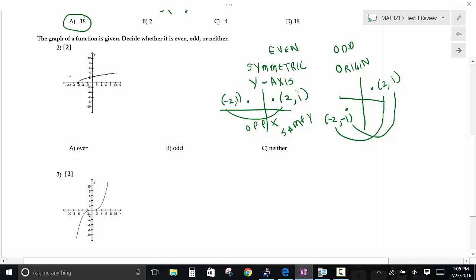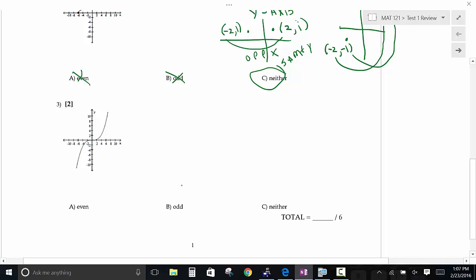Is this thing on number 2 symmetric about the y-axis? No, so forget even. Is it symmetric about the origin? No, forget odd, so it's got to be neither. If you look at this point right here, it looks like it might be, I don't know, I'm just predicting, the point (4, 3), for instance. There would have to be a point (negative 4, 3) in order for it to be symmetric about the y-axis, and then you'd have to have (negative 4, negative 3) for it to be symmetric about the origin. How about number 3? How is 3 symmetric? Origin. So what's the answer? Odd.